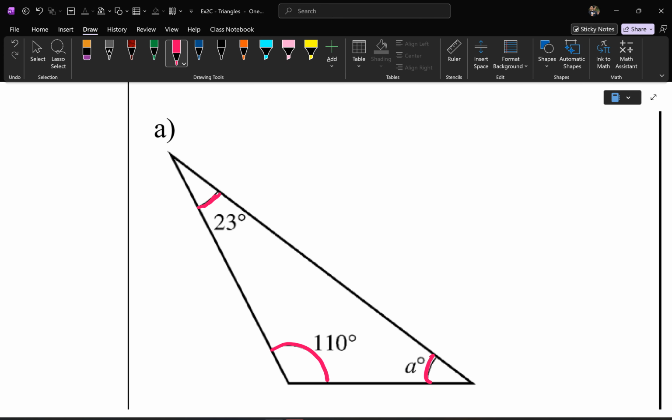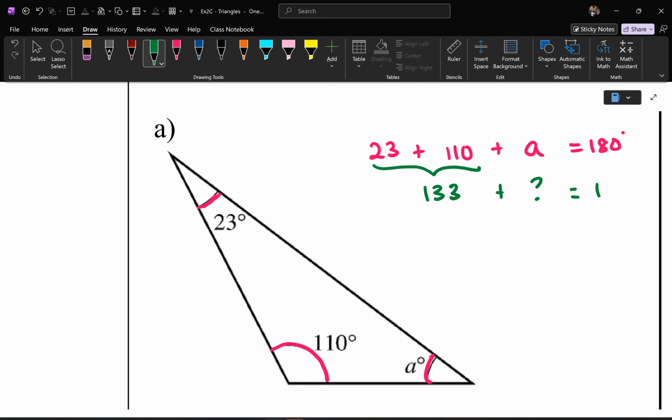Draw the diagram. Write out you got 23 plus 110 plus an angle that you don't know, which is called A, the corner angle. And it's meant to equal 180. Now remember, you can use a calculator for this. But if you don't need it, let's add them together. What's 23 plus 110? Let's go, Quinn. 133, that's correct. So 133 plus something has to equal 180.